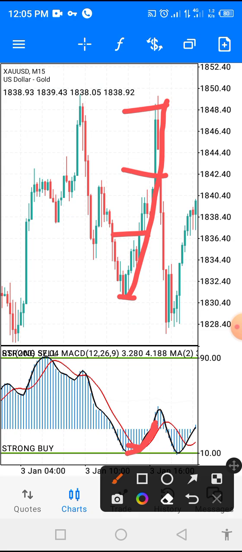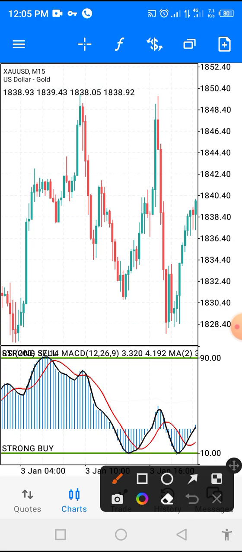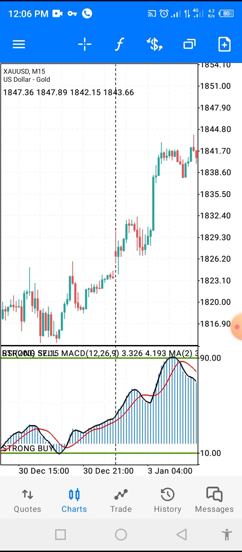As you can see, the signal that this MACD gave, as it comes below the 90, or it comes to the level of 90, and the moving average crosses over the MACD, is a buy signal. It shows that the market is going up. You can also see another one here. The moving average crossed over the MACD, and the market went up.